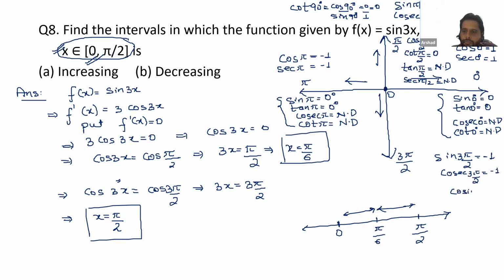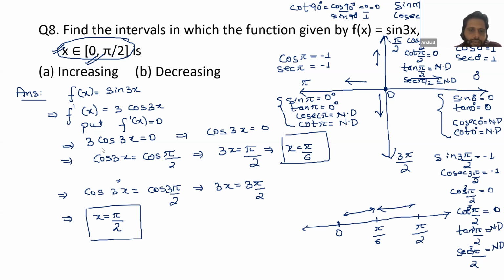So cos pi by 2, cot pi by 2, tan pi by 2 and sec pi by 2, all the values remain the same for 3 pi by 2. So cos 3 pi by 2 is what? 0. Cot 3 pi by 2 is 0. Tan 3 pi by 2 is not defined. Similarly, sec 3 pi by 2 is not defined. So please remember it in this way. On the top it is positive. At the bottom it will be negative. The rest of the values will remain the same.